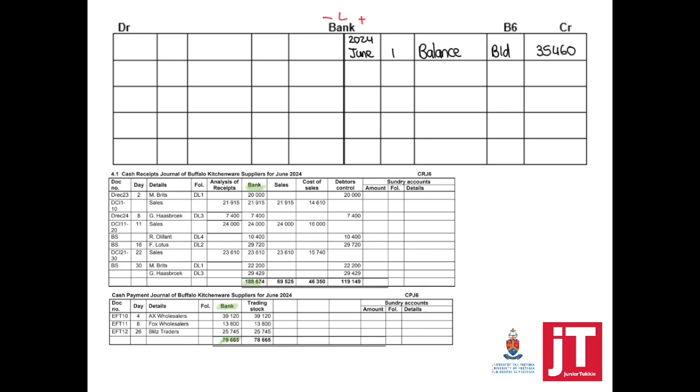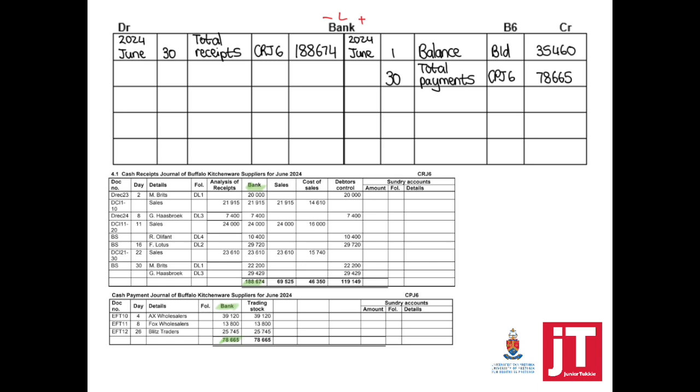The rest will be credited except for cost of sales. When we're posting from the cash payment journal, bank will always be credited. So that is not going to change just because I now have an unfavorable bank balance. What this means now is if the business receives money, our current liabilities will decrease. If the business makes a payment, our current liabilities will increase.